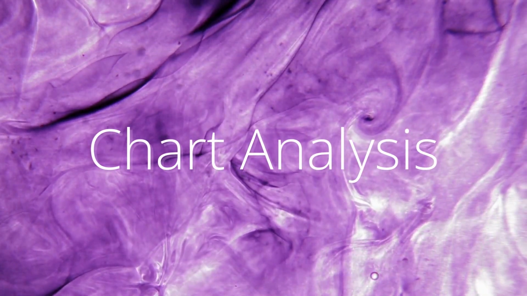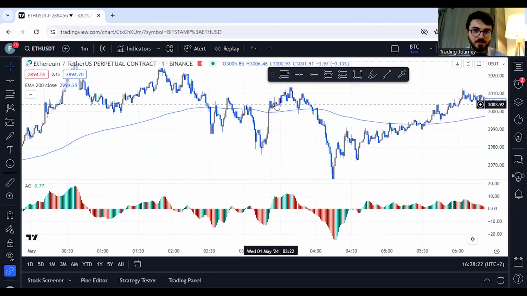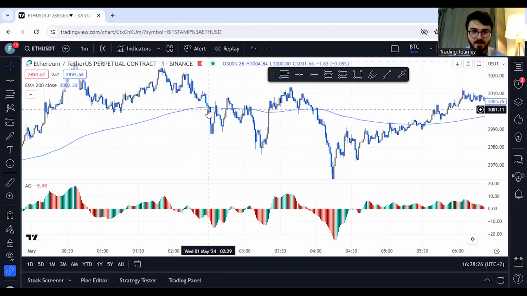So now that you know a bit more about how the indicator is made, let's go to the charts and I'll show you how to use it for your crypto strategy. All right, and now we're on the charts for Ethereum in the 1 minute. So this is really for scalping, but this works with basically any time frame you want.